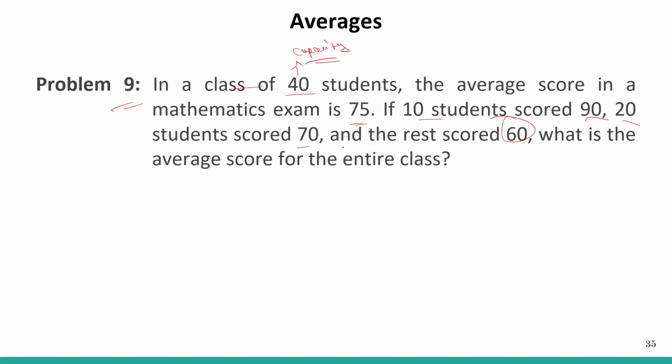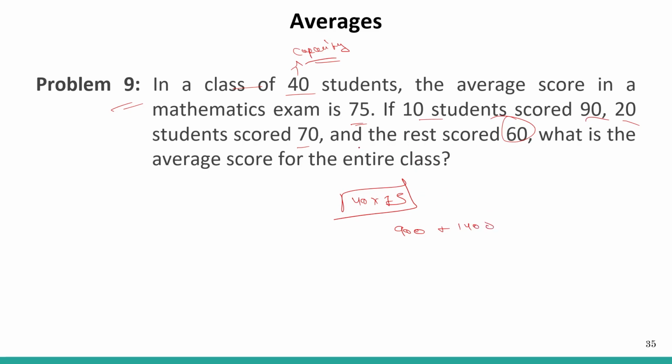Okay, so the average score in mathematics is 75. So 40 into 75 is the whole cumulative amount. If 10 students scored 90, that is 10 into 90, so 900, plus 20 students scored 70, so it will be 1400, right? And the rest scored 60.